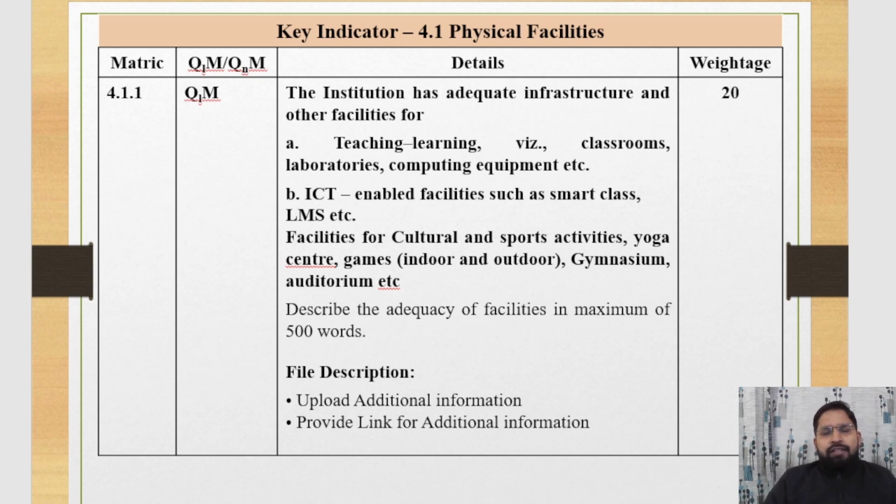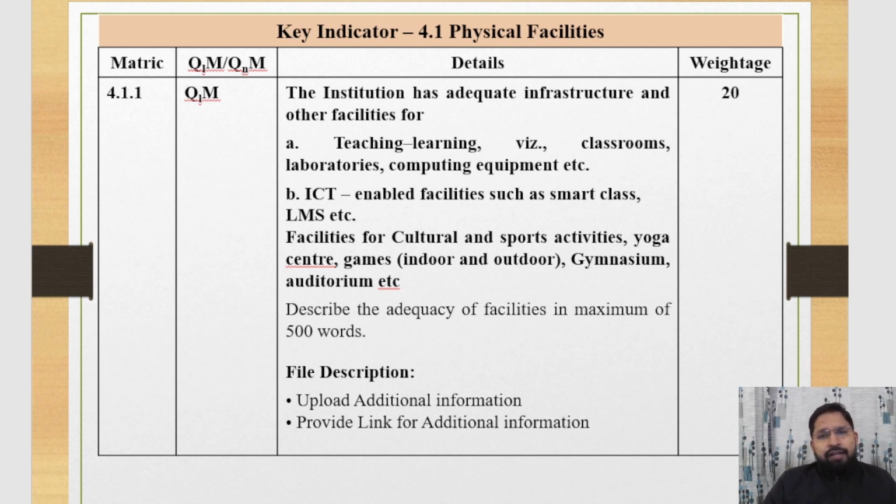In terms of infrastructure, you can explain the number of classrooms, number of laboratories, number of computing equipment, computer labs, and some other lab facility. If your institute has them, then you can also mention them here. You can also explain the size of classrooms, laboratories, computing equipment and computing labs, and the different types of labs.